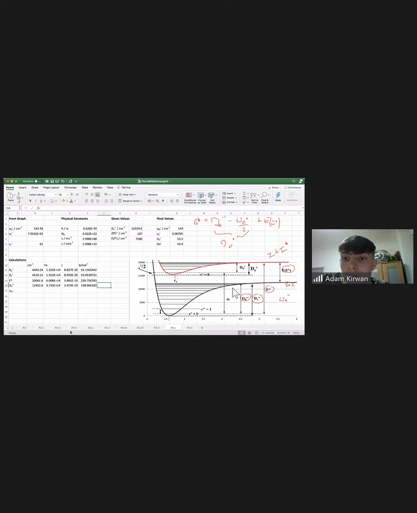Wait, so D double prime's given to you, and so is the omega E double prime? Yep, so you get DE double prime and omega E double prime and EI star. Oh, okay.